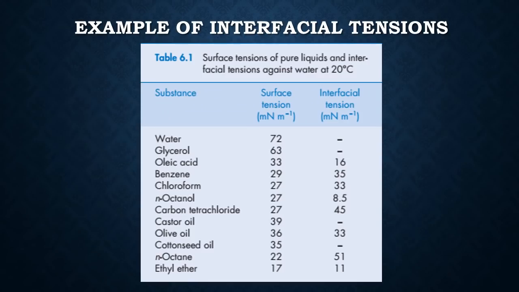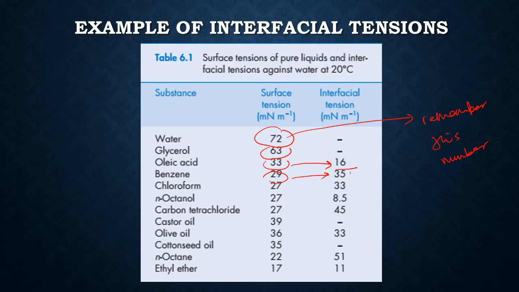So here are some examples of interfacial tensions. When you have water only, the surface tension of water is 72. Please remember this number. Okay, and glycerol has a surface tension of 63, and oleic acid a surface tension of 33, but its interfacial tension with water will be 16. Okay, and benzene, surface tension is 29 and the interfacial tension is 35. Okay, and chloroform and the others have interfacial tensions with water of 33, 8.5, 45, 33, 51, and 11.